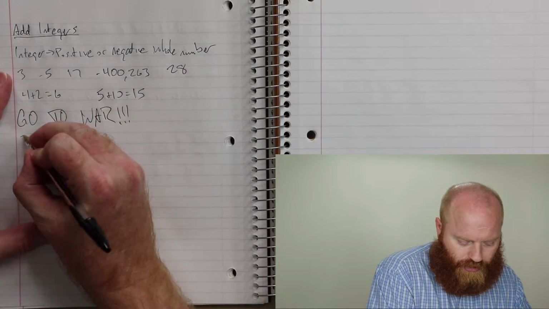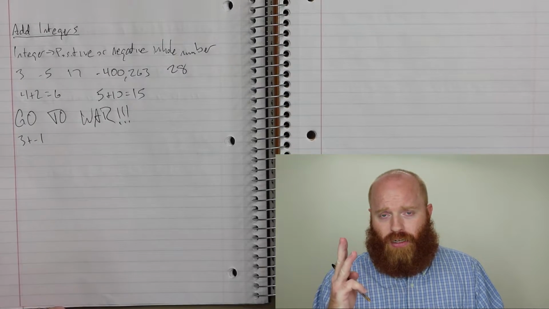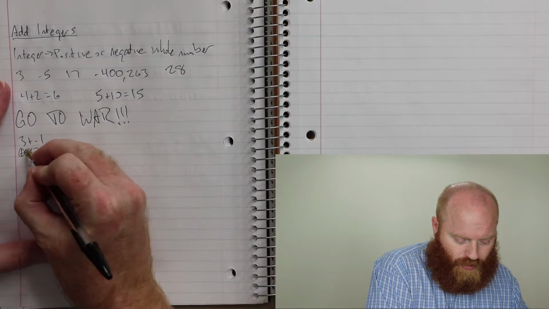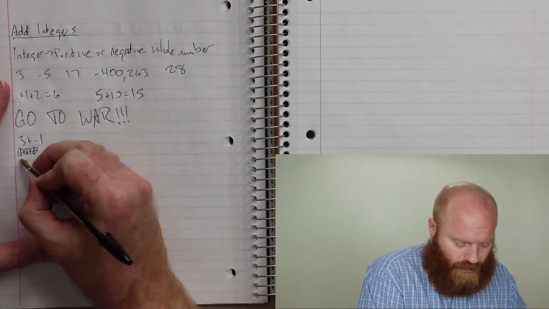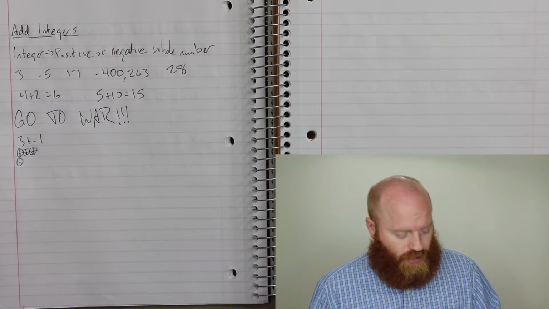For instance, let's say 3 plus negative 1. I got 3 guys lining up on this side. I got 1 guy lining up on this side. These guys are good guys, these guys are bad guys. I got 3 guys right there. I got 1 guy right there. You notice I put these positive and this guy negative, because that's positive and then that's negative.